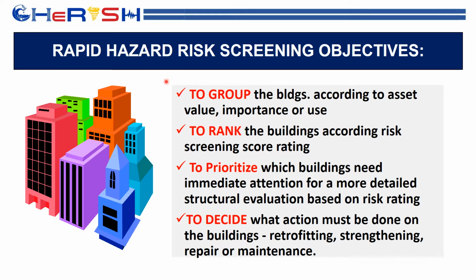So there's a need for rapid hazard risk screening, especially when we have a big population of buildings. The objectives are to group the buildings according to asset value, importance, or use; to rank the buildings according to risk screening score rating; to prioritize which buildings need immediate attention for a more detailed structural evaluation based on the risk rating; and to decide what action must be done on the buildings, like retrofitting, strengthening, repair, or maintenance.